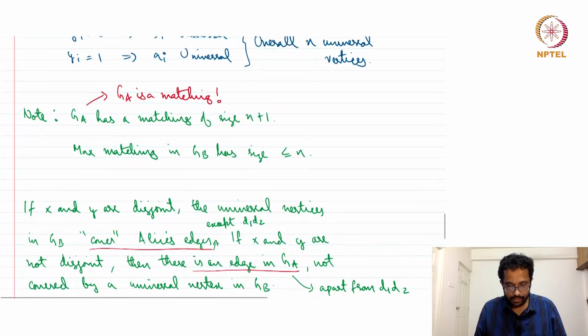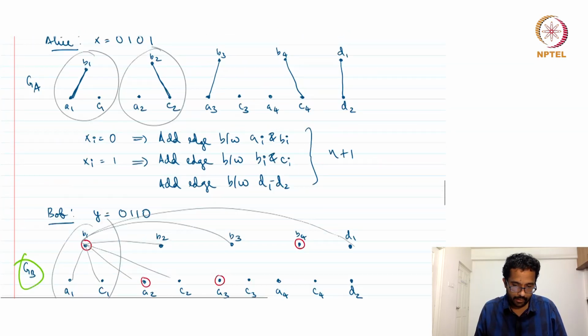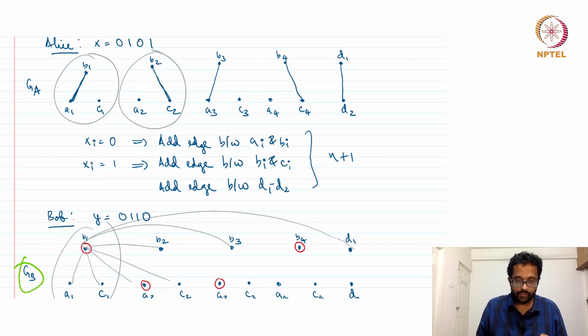So all that it boils down to now is that if they are disjoint, the only edge that Alice's graph has but Bob's graph does not have is d1, d2. If they are not disjoint, then there are multiple edges that Alice has that Bob does not have, including d1, d2. At least one more edge apart from d1, d2 is there with Alice.